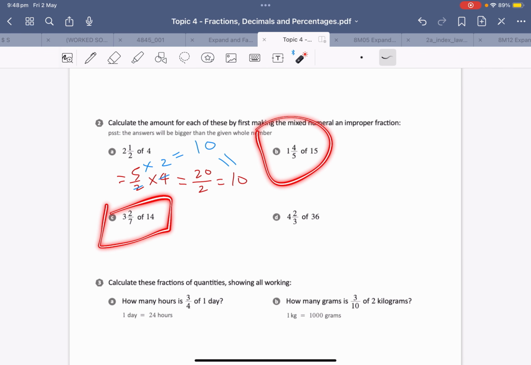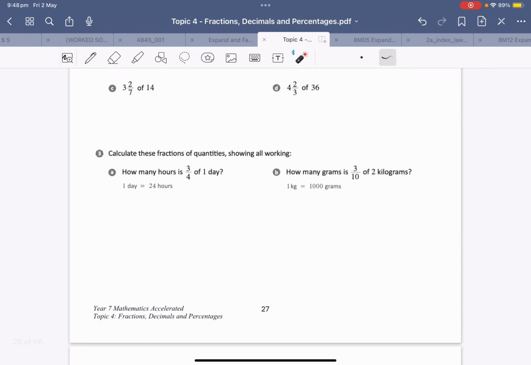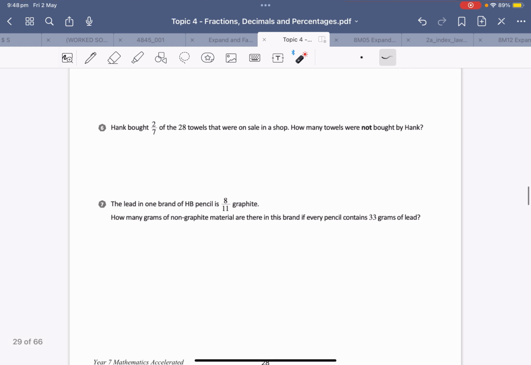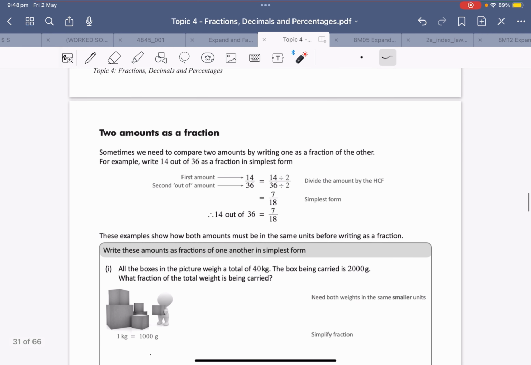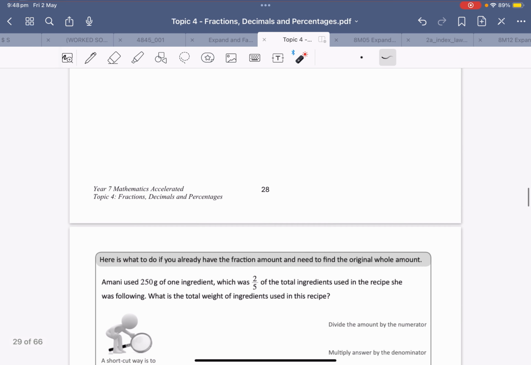Have a go at all of these, okay? If you have any questions, just feel free to ask me on Google Classroom, okay? Just have a go. And I'll go through a couple of these questions, but let's see.